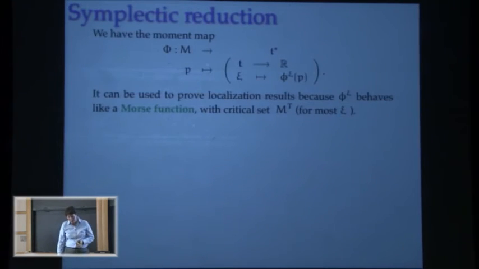So in the last part of the talk, I wanted to say something about symplectic reduction and how these localization techniques can be used to say something about symplectic reductions. Symplectic reduction is the way of constructing quotients, constructing new examples from old ones in symplectic geometry. We have this momentum map, and in the symplectic category, you can use this to prove a lot of the results that I talked about already.